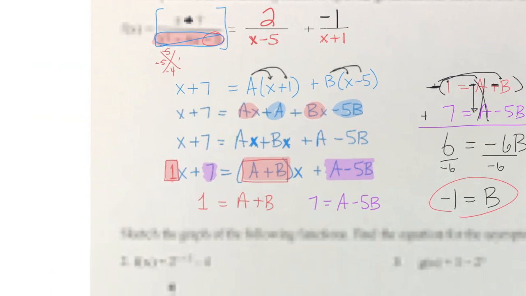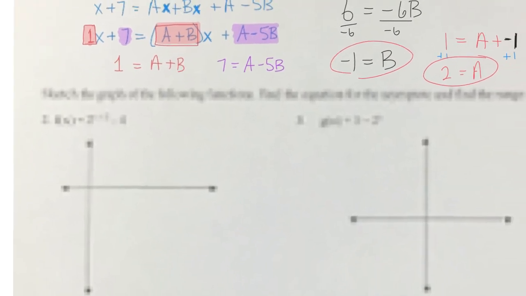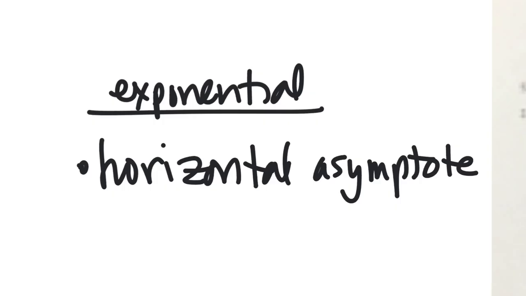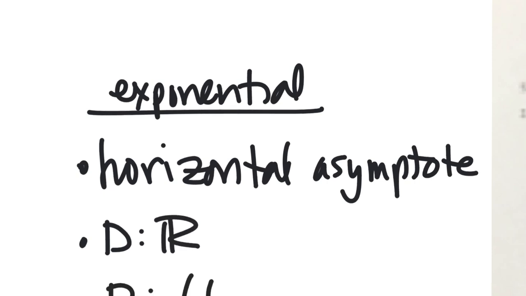Okay, let's look at the graphs. So we have 2 exponential graphs and 2 log graphs. Some things to know: exponential graphs always have horizontal asymptotes. They have an all real domain, but they have a range that's usually the positive values of y.